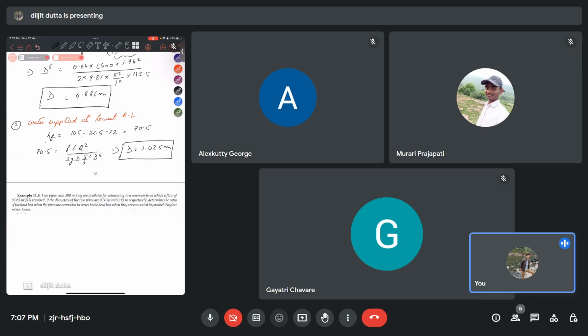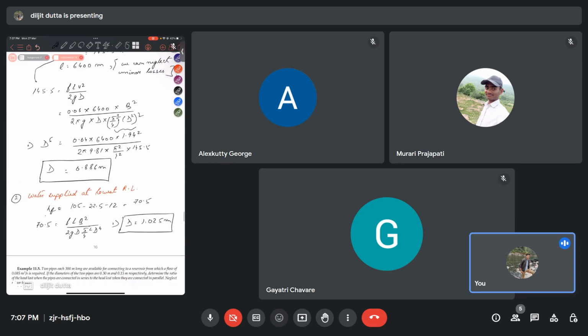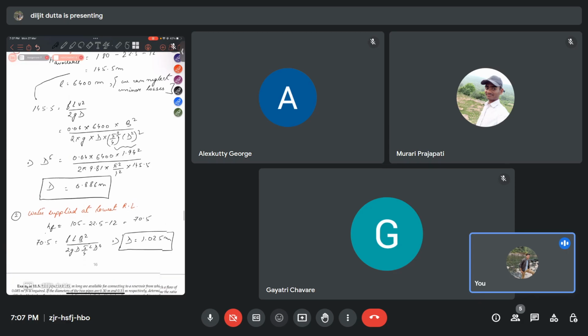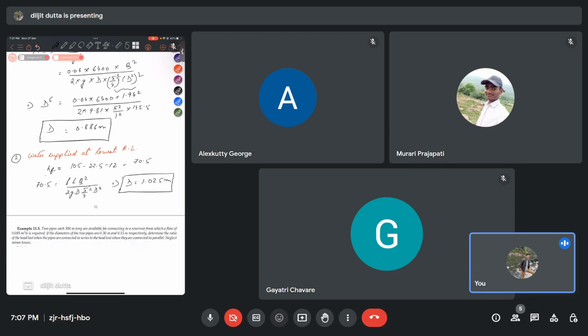So the thing is that when we are taking the maximum head, D comes around 0.886, and when we are taking the minimum head, D comes around 1.025. Now for practical purposes, we will take the diameter of the pipe as 1.025 or slightly more than that, since there will be some other minor losses also in the pipe. So to account for those losses and to make the flow smooth from the reservoir to the city, we will be adopting this value.